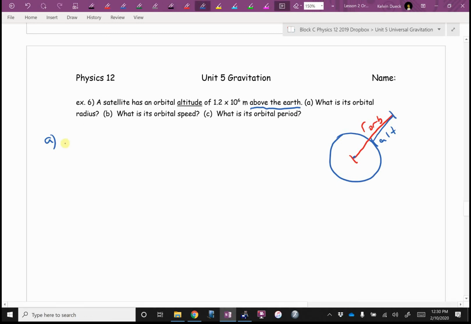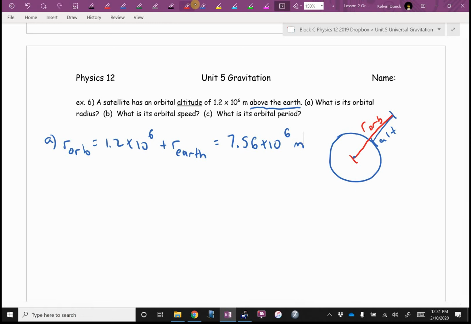So our orbital radius is going to be 1.2 times 10 to the 6th plus our Earth, which is 6.38 times 10 to the 6th, I think. I think I can do this in my head because they're both 10 to the 6s. It's really going to be 6.38 plus 1.2. Is it 7.58 times 10 to the 6th if you use your calculator or do it in your head? That's its distance from the center of the planet. So if they give me the altitude, I have to use it to figure out my orbital radius. But after that, everything else is good. We're good to go.